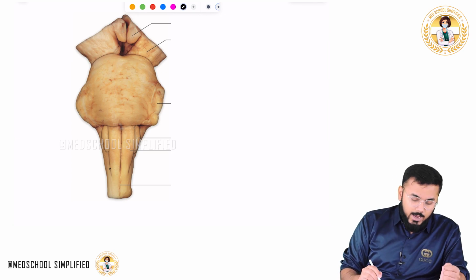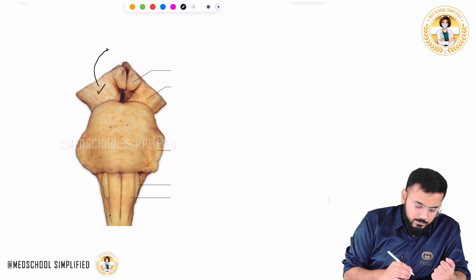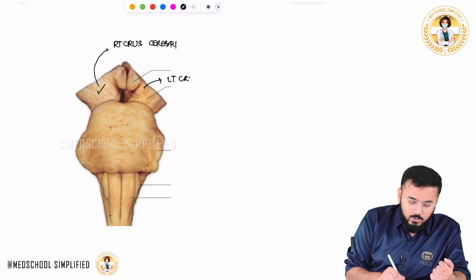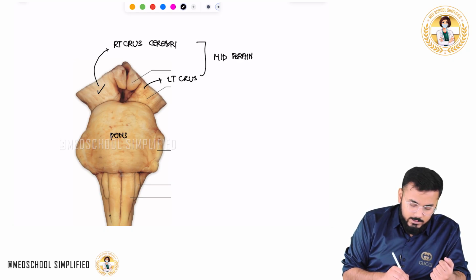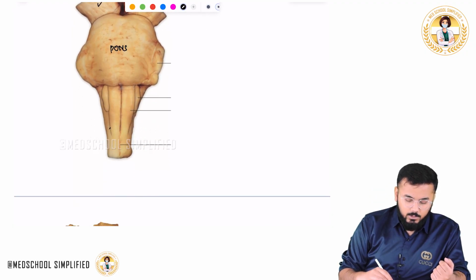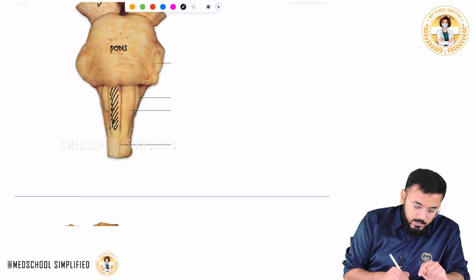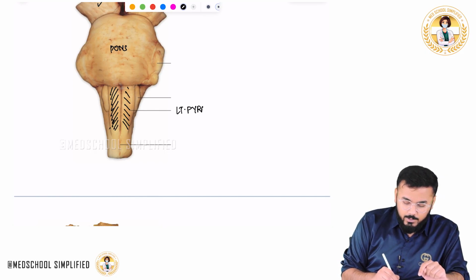So just look at the picture. Before the picture, just look at these structures. This is a real image. This is your right crus cerebri and this is your left crus, and totally this part is your midbrain. This is your pons. And what is this structure called? Medulla oblongata. The medulla oblongata has two pyramids, as I told you. This is your right pyramid, and this is your left pyramid.